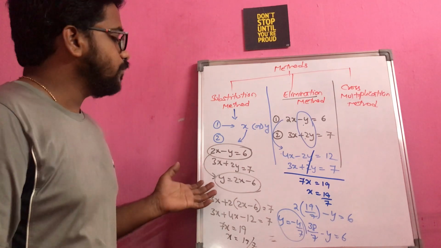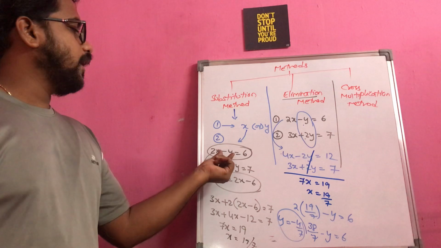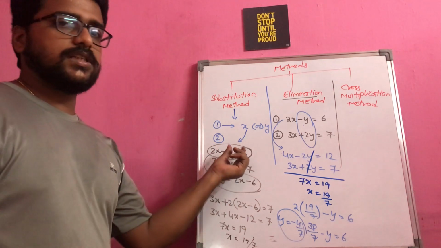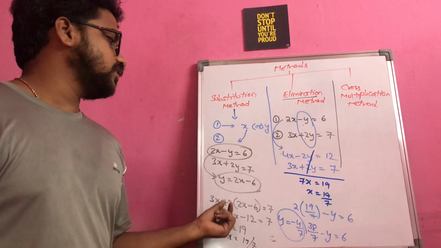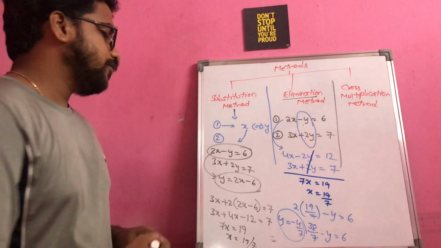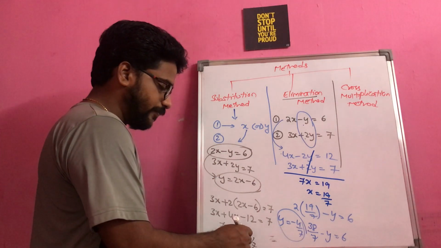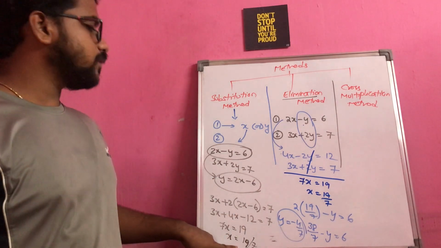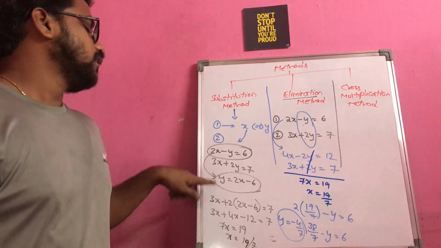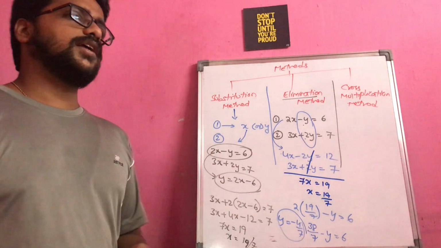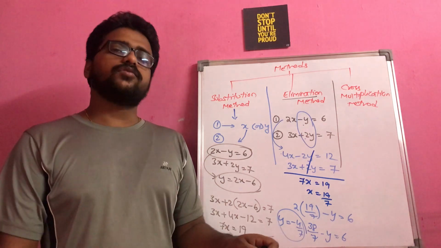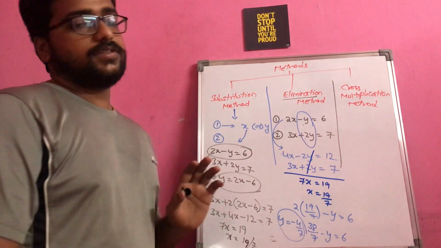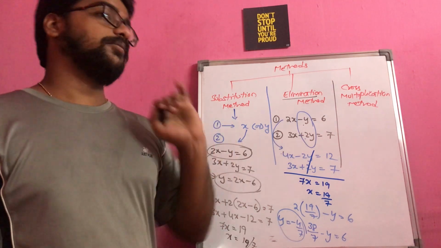Right? So here we got the value of y from the first equation and we substituted it in the second equation. Then we got the value of x. If you resubstitute x is equal to 19 by 7 in any of these equations, then again you will get the value of y. Right? This is the first method and this is the second method.